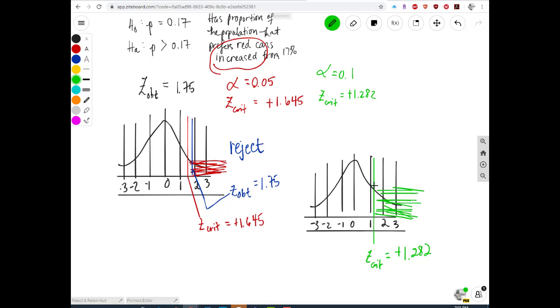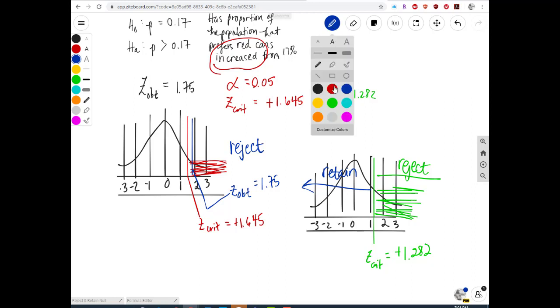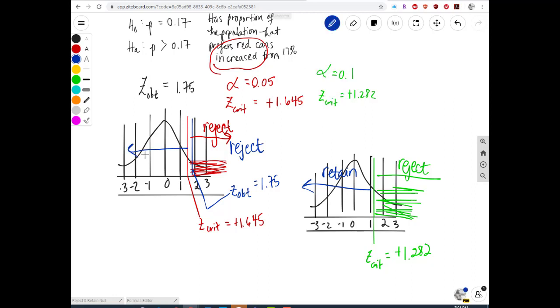Okay, so everything on this side, I'm going to reject. And everything on this side, I'm going to retain. I did the same thing over here, but I forgot to mark it, so I'll go back and mark it real quick. Everything to the right that is greater than my z-crit, I'm going to reject. And anything that is less than my z-crit, I'm going to retain.